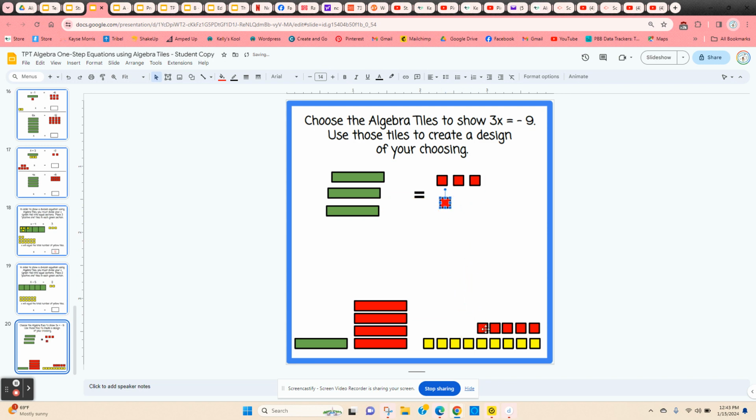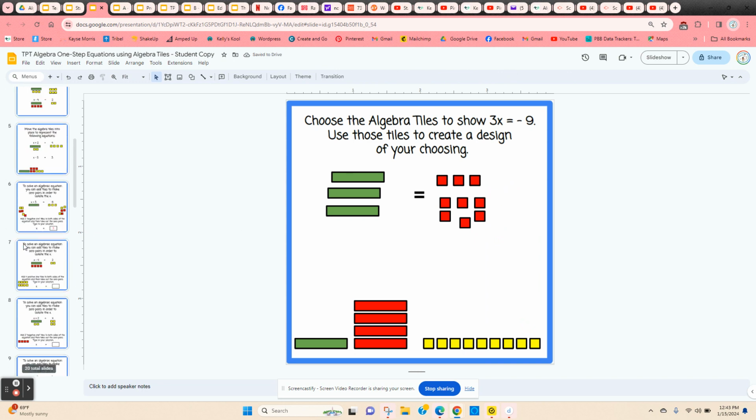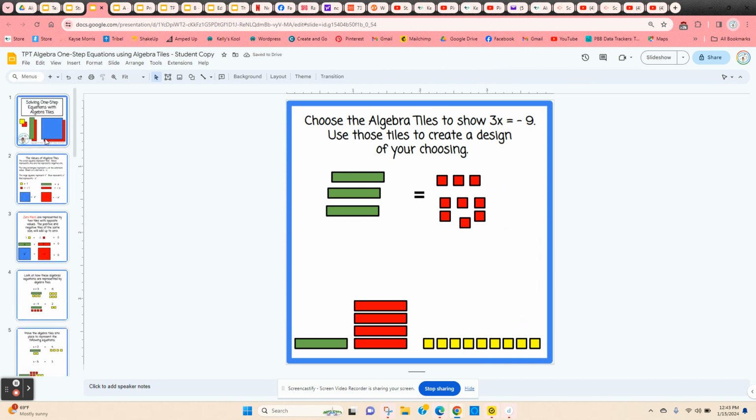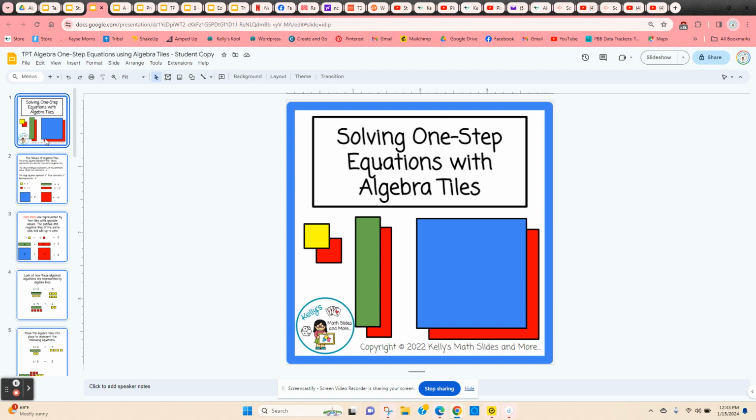And then they can create any design they like with all of these tiles, the red and green tiles. Let them be creative. Let them come up with any design that they like. So that is a digital lesson on solving one-step equations with algebra tiles.